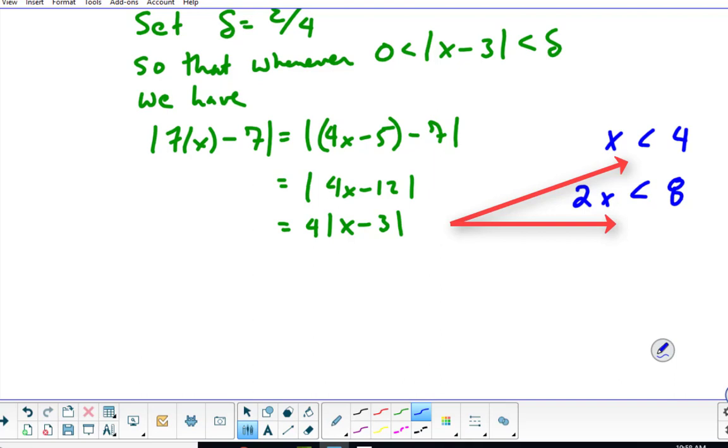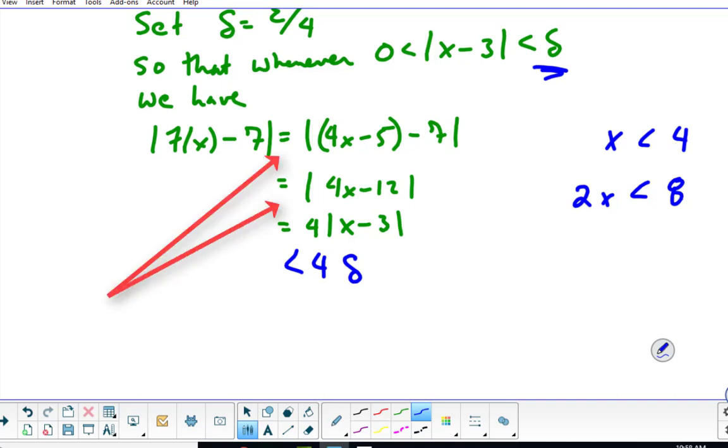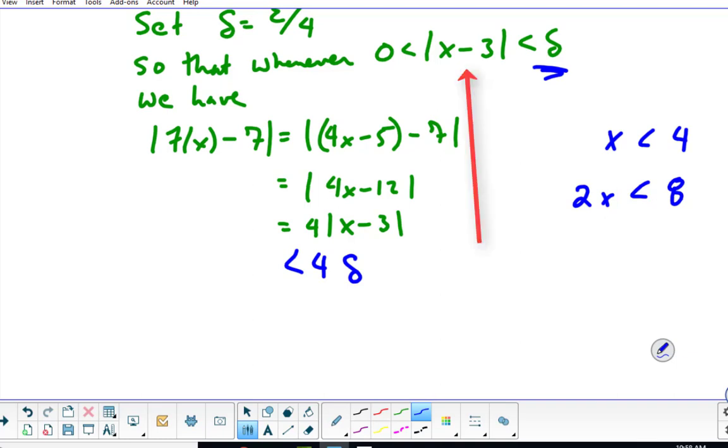What do I know about the absolute value of x minus 3? I know that it is less than delta. So what do I know about 4 times the absolute value of x minus 3? I know that it is less than 4 delta. Okay? Absolutely critical. This is an equal sign. This is an equal sign. These are all just rearranging. What is this expression here? An inequality, a less than symbol. Why? Because this expression is less than delta.